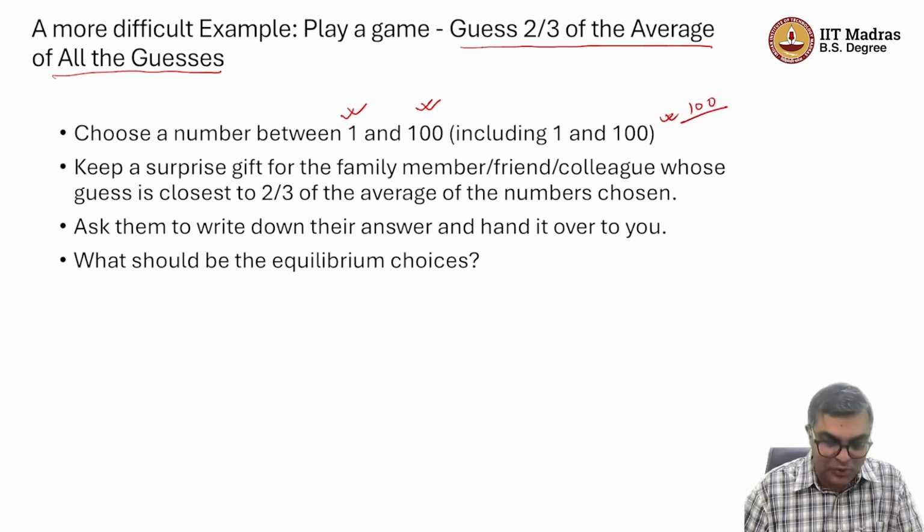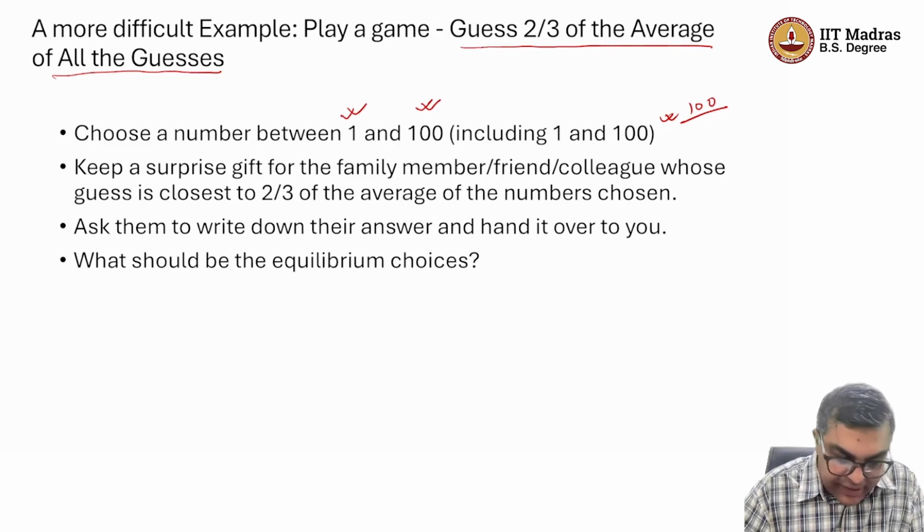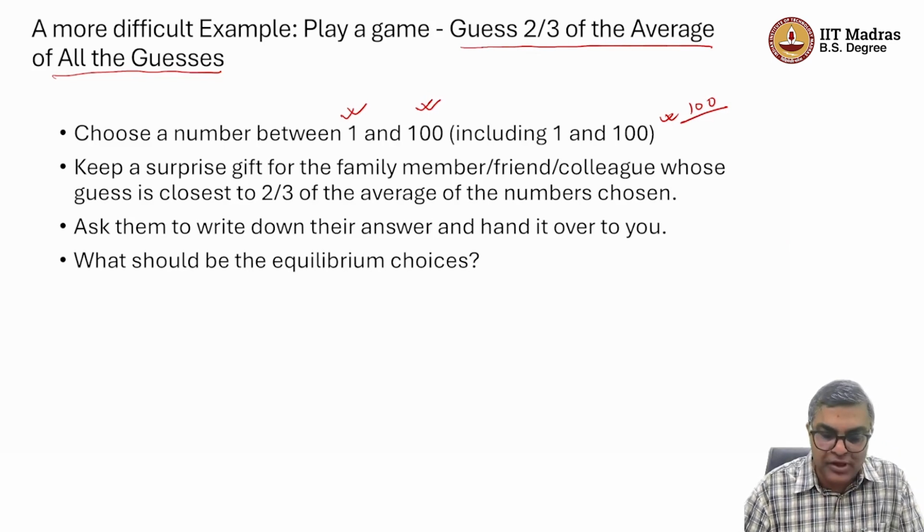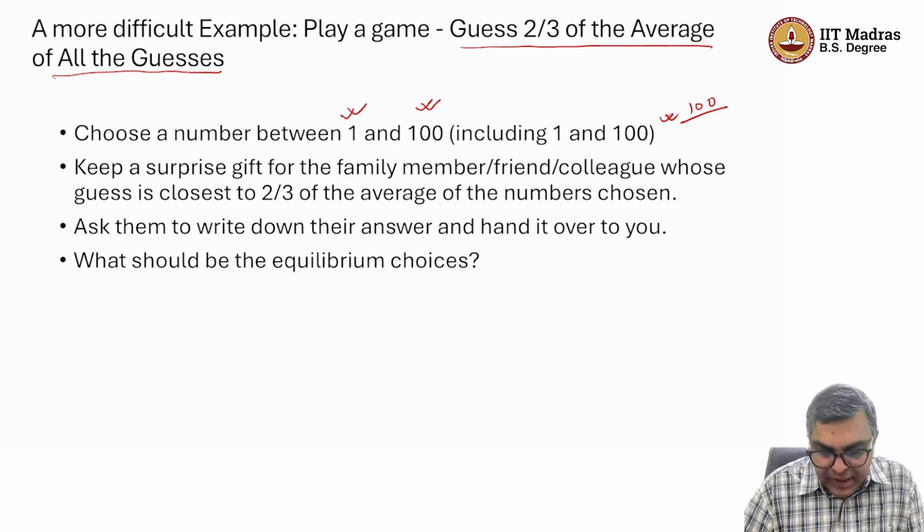You can decide, if you are in a mood to splurge, to keep a surprise gift for the family member, friend or colleague whose guess is closest to 2/3 of the average of the numbers chosen. Ask them to write down their answer as well as their name, so that you can figure out who has given what, and hand it over to you. Wait, tabulate it in Excel or anywhere, calculate the average, then calculate 2/3 of the average. Let us say there are only 4 people and they have given you 25, 50, 75 and 100.